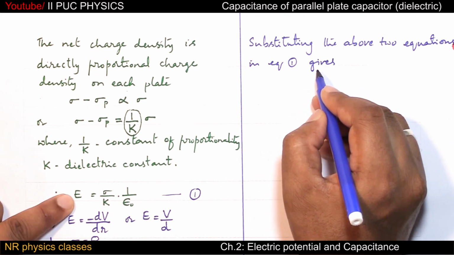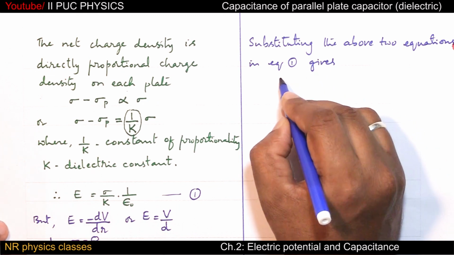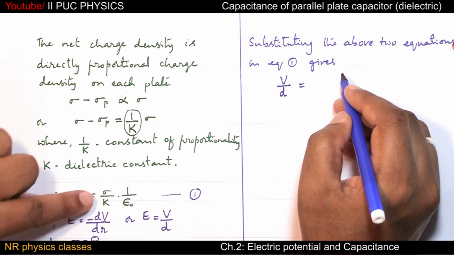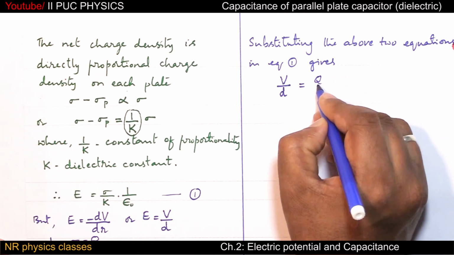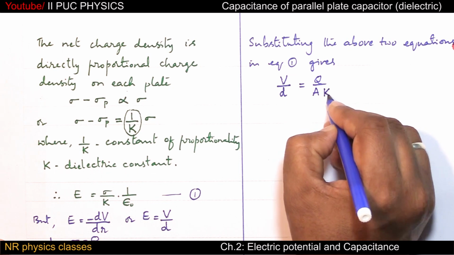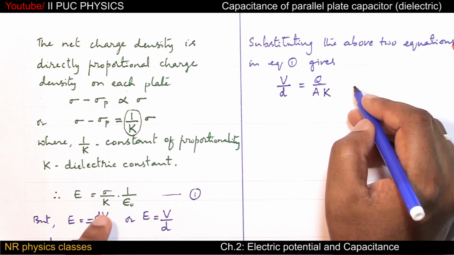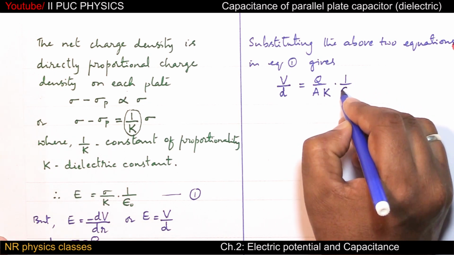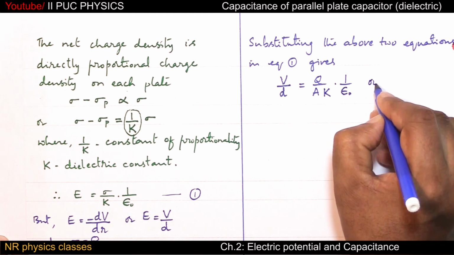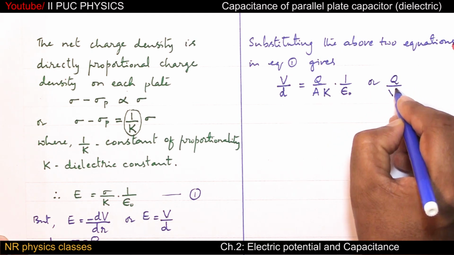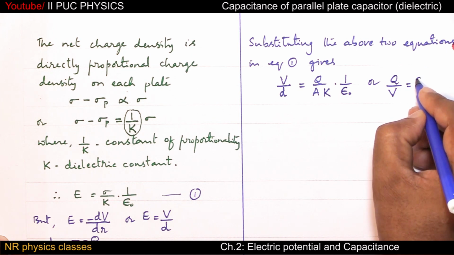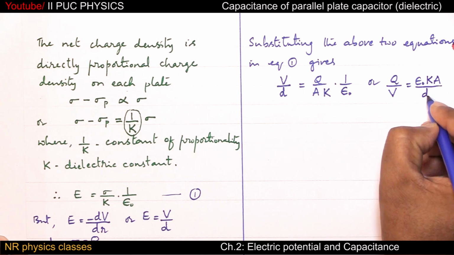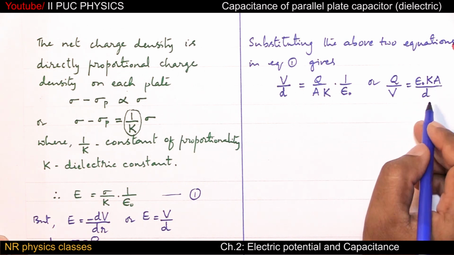In place of electric field, V by D equal to, in place of sigma, Q by A, there is a constant of proportionality, the dielectric constant, into 1 by epsilon naught, or Q by V equal to epsilon naught K A by D.